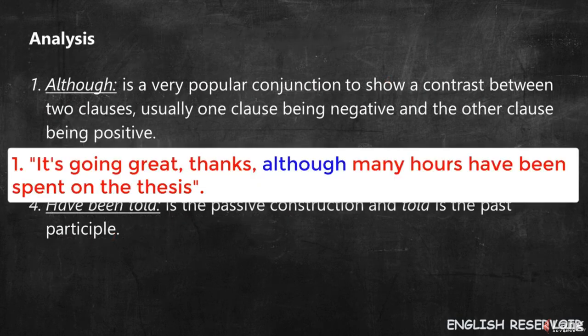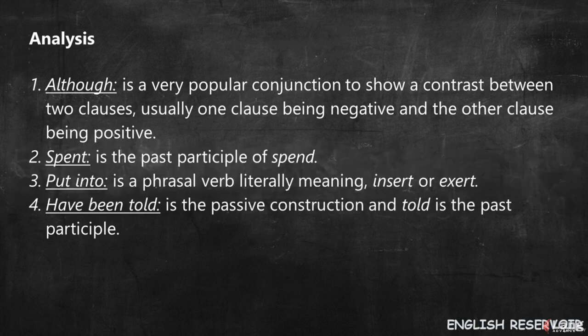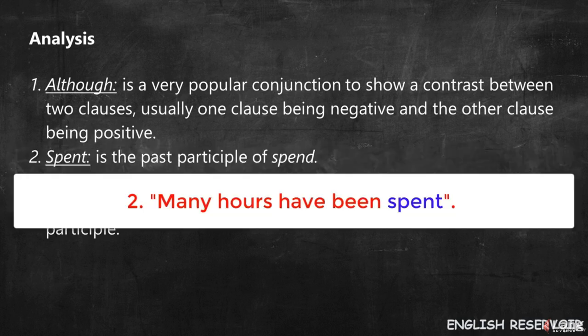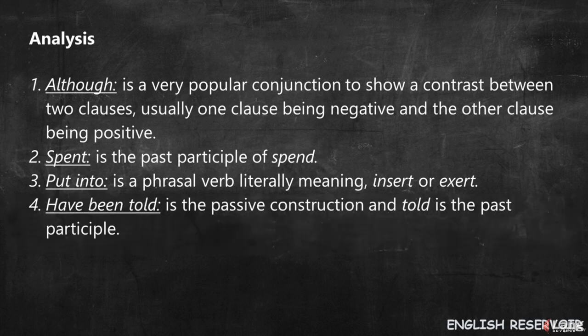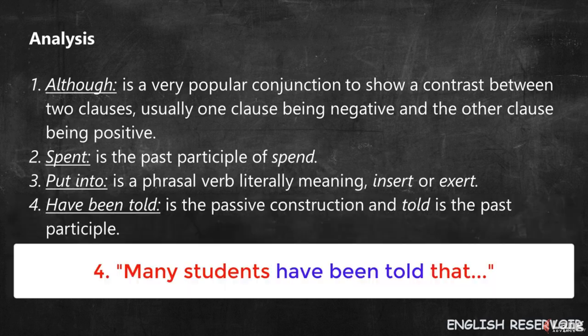Analysis. 1. Although is a very popular conjunction to show a contrast between two clauses, usually one clause being negative and the other clause being positive. 2. Spent is the past participle of spend. 3. Put into is a phrasal verb literally meaning insert or exert. 4. Have been told is the passive construction and told is the past participle.